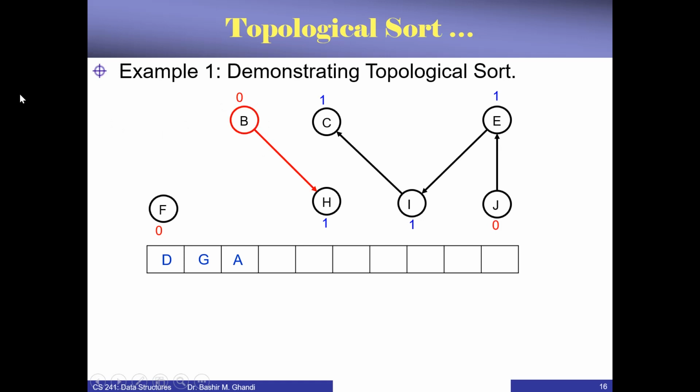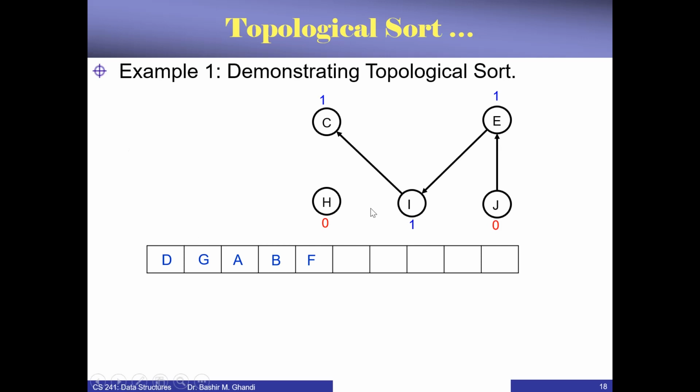so we're going to highlight it like this and delete it. Deleting it means the degree of H will also reduce to 0. So visit B, delete it, and update the in degree of H, which was adjacent to B. Next vertex is F. So we visit F and delete it. Now deleting F doesn't affect anybody because right now it has no edge emanating from it. So just delete it. Okay.